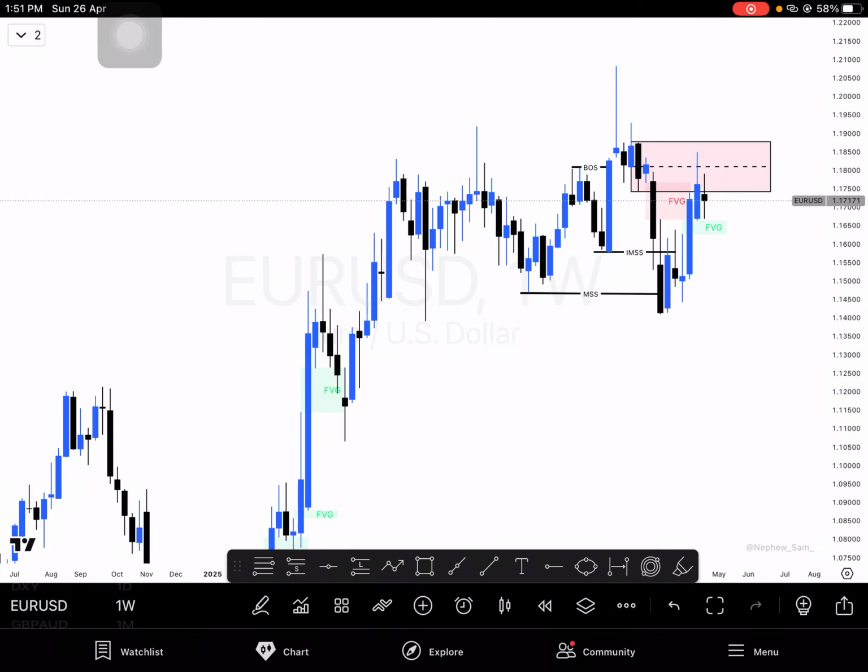And what has price done? Price just tapped into the weekly order block, right? We don't take trades from the weekly time frame. We navigate into the daily or the 4-hour time frame to see the structures very clearly. So let's move to the 4-hour time frame or the daily time frame.